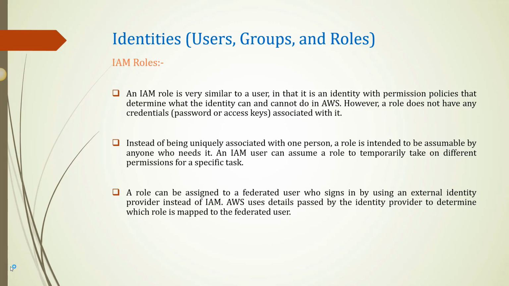Instead of being uniquely associated with one person, a role is intended to be assumable by anyone who needs it. Any IAM user can assume a role to temporarily take on different permissions for a specific task. A role can be assigned to a federated user who signs in by using an external identity provider instead of IAM. AWS uses details passed by the identity provider to determine which role is mapped to the federated user.